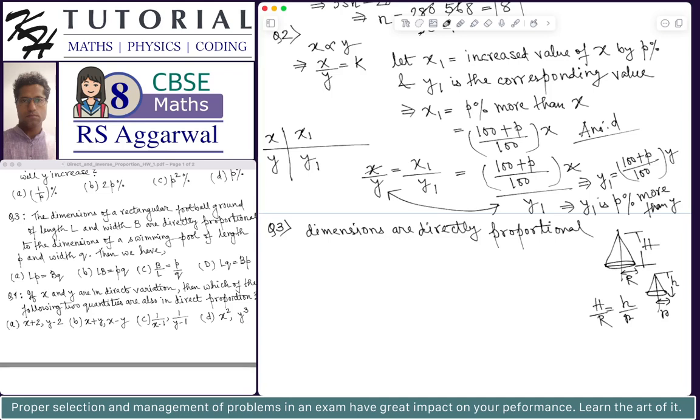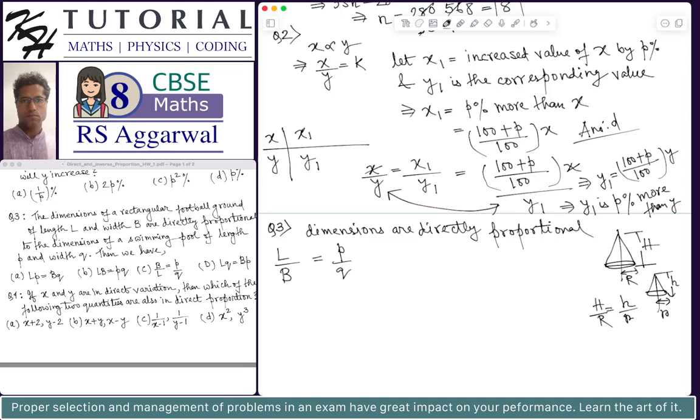So in this problem, the dimensions are the length and width of the football ground and the length and width of the swimming pool. So essentially, we must have L by B. Now you can also consider B by L. It does not matter, but the ratio must be the same for both the figures. If you are considering the ratio between length and width, then it must be the same for both the football ground and the swimming pool. So the ratio of the length and width of the football ground, capital L by B, must be equal to the ratio of the length and width of the swimming pool, which is P by Q. So we must have this.